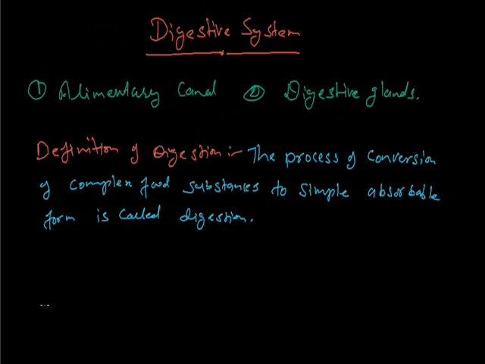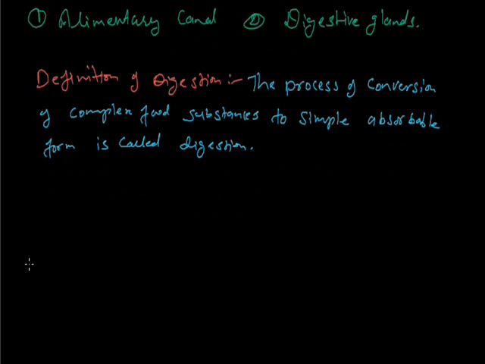So we separate the whole digestive system into two parts, alimentary canal and digestive glands. We will discuss the alimentary canal in our next class.